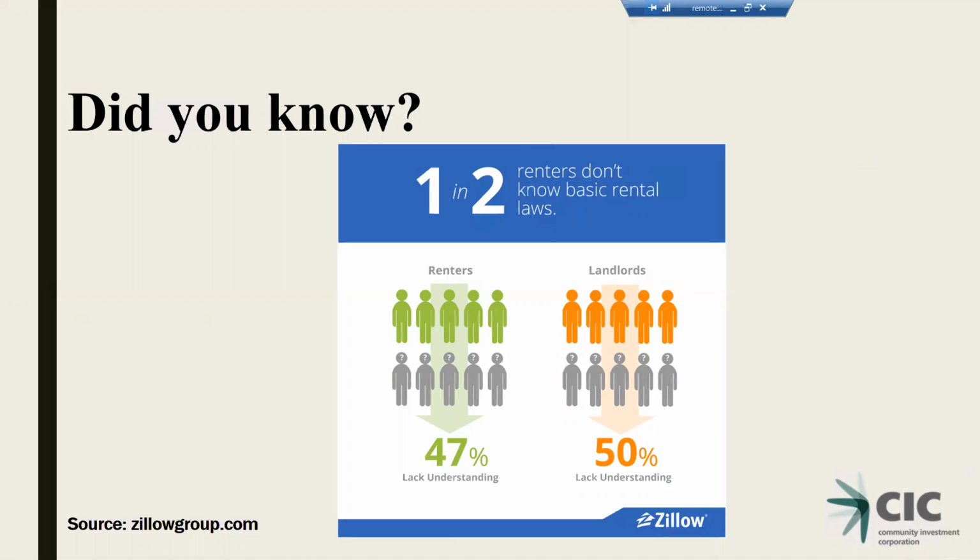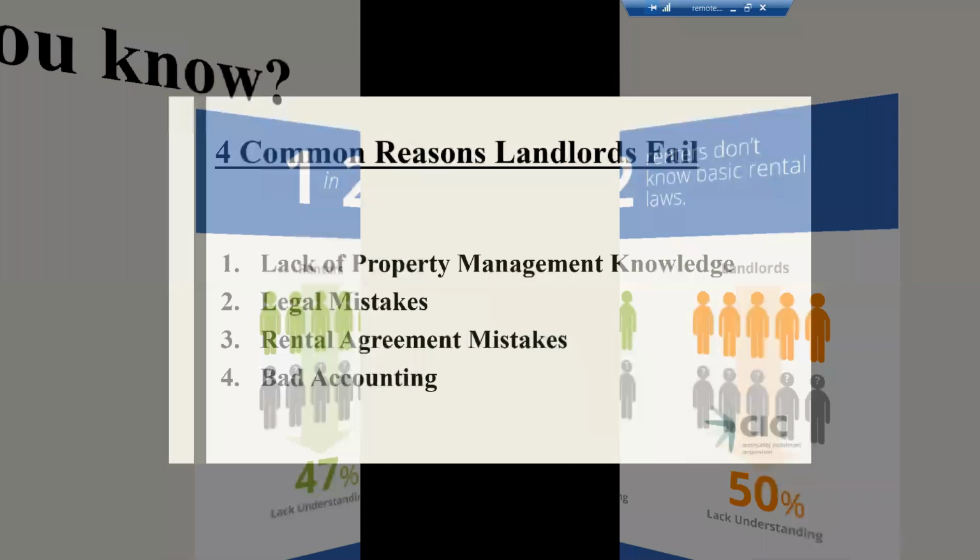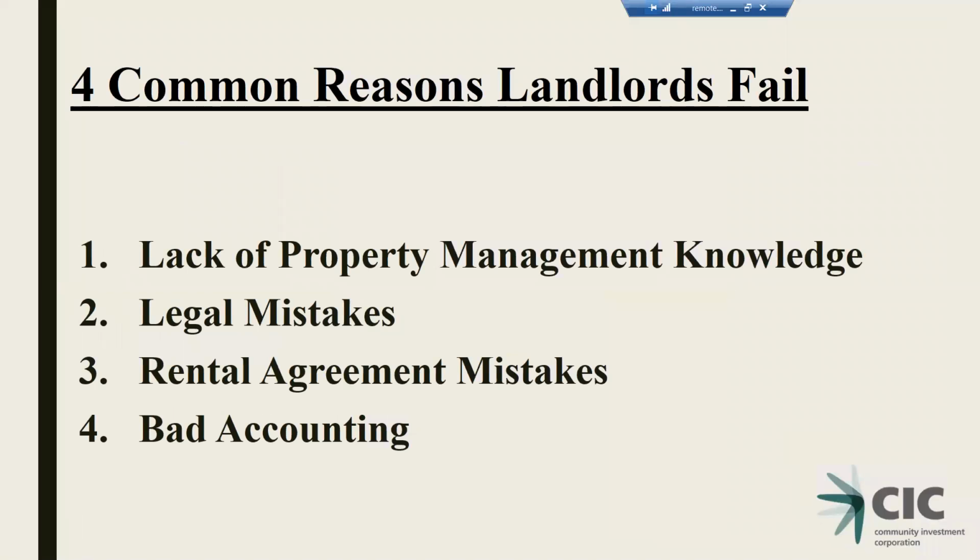But you also being the owner, you would need to know what that ordinance says, because the responsibility is ultimately yours. Now, here are four common reasons why landlords fail. One, lack of property management knowledge. They didn't take a basic class like this. Two, legal mistakes. They pretty much didn't understand the ordinance. Three, rental agreement mistakes. They might have got a lease or decided to create a lease themselves that wasn't in compliance, or it missed a few things.